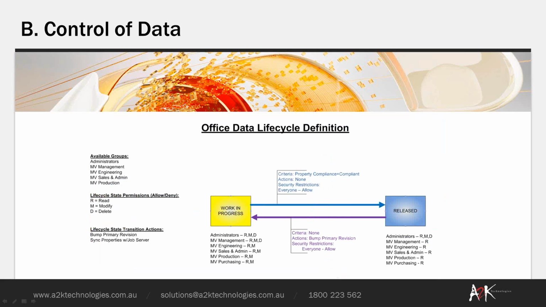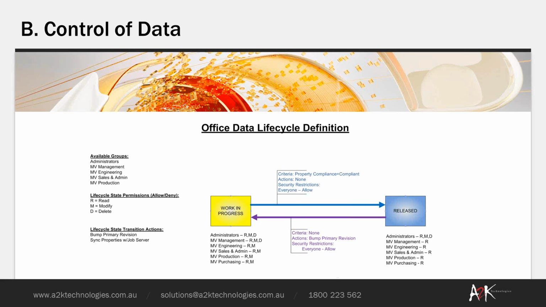And at each state and each transition, for example, we'll look at this Office Data Lifecycle definition. We can tell Vault what criteria to have in there. So transition from work in progress to released, we can tell Vault, unless the author is filled in, don't allow that transition. Or perhaps if the wrong revision scheme has been used, then again we can tell Vault to prevent that transition from happening.